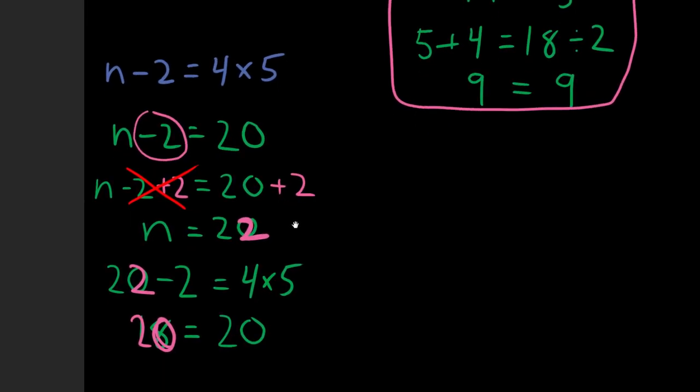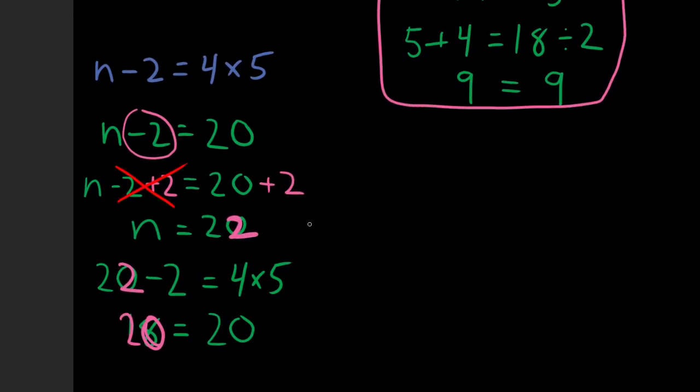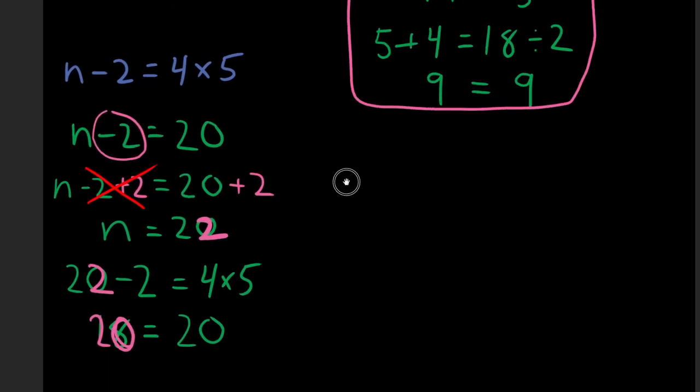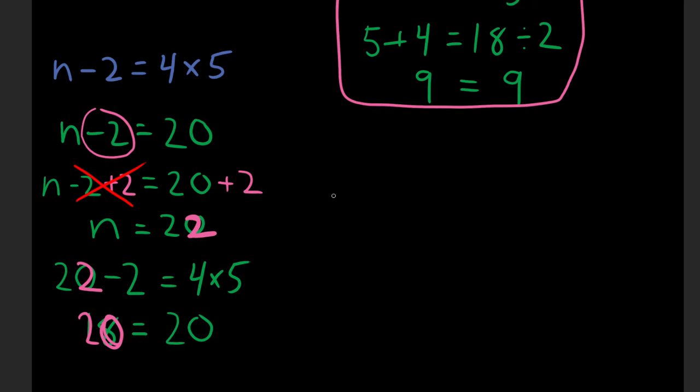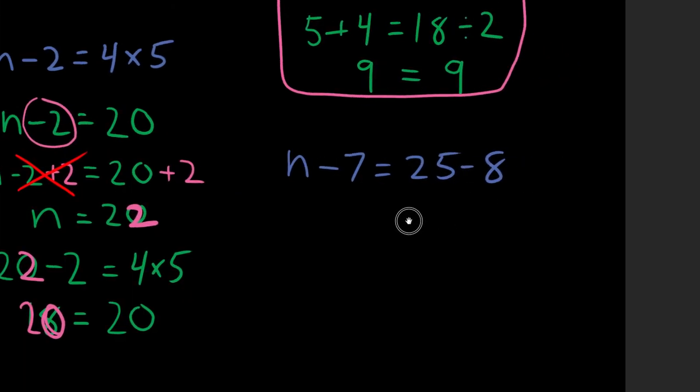All right, let's do another one. Let me give you another example here. n minus 7 equals 25 minus 8. Let's solve this one.